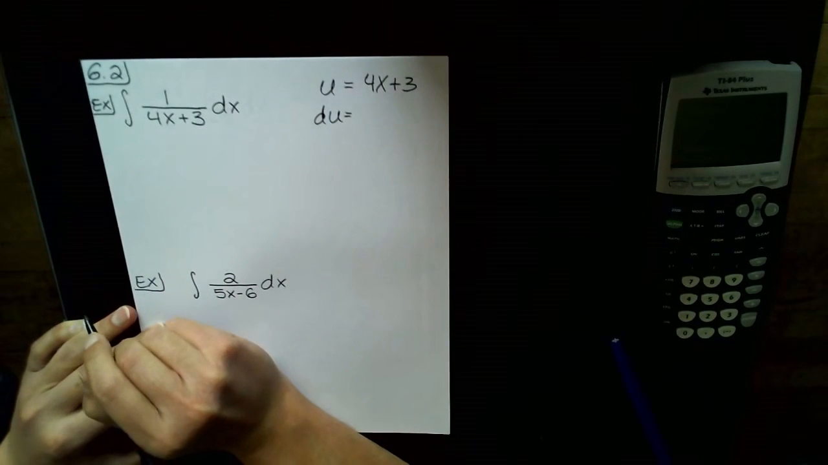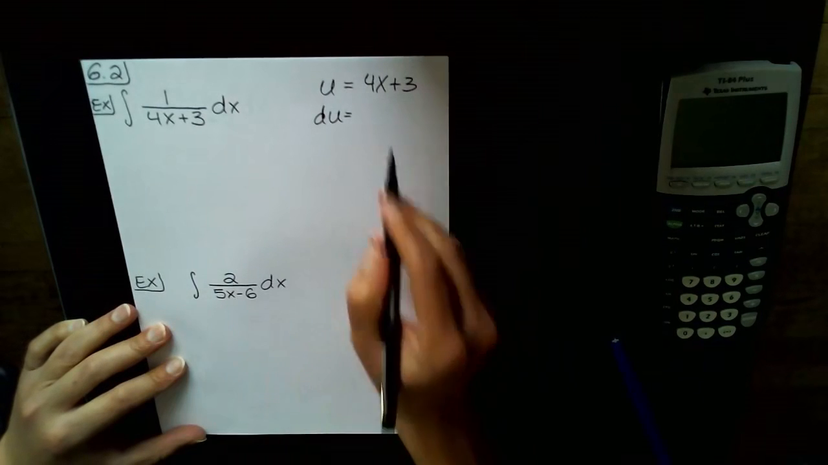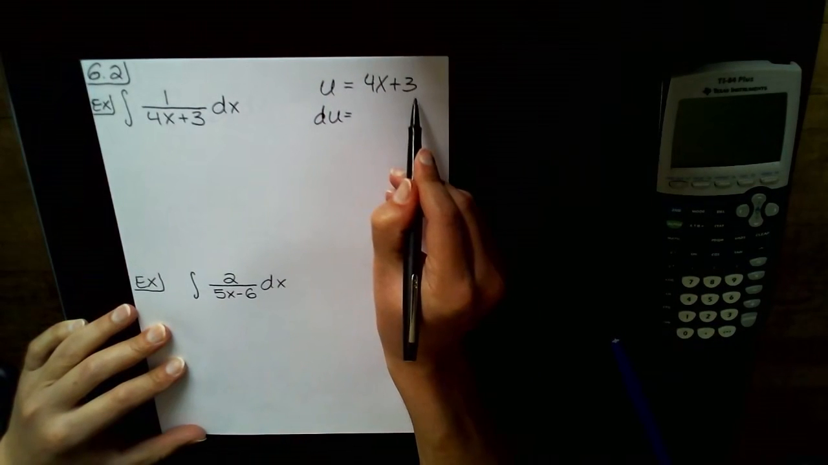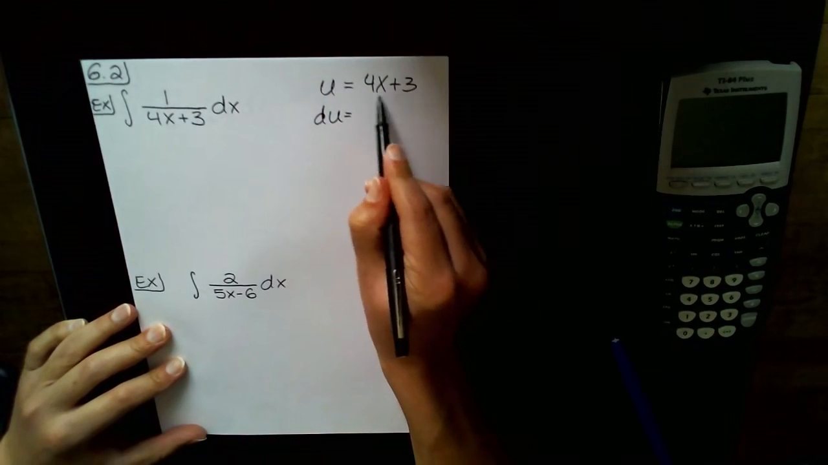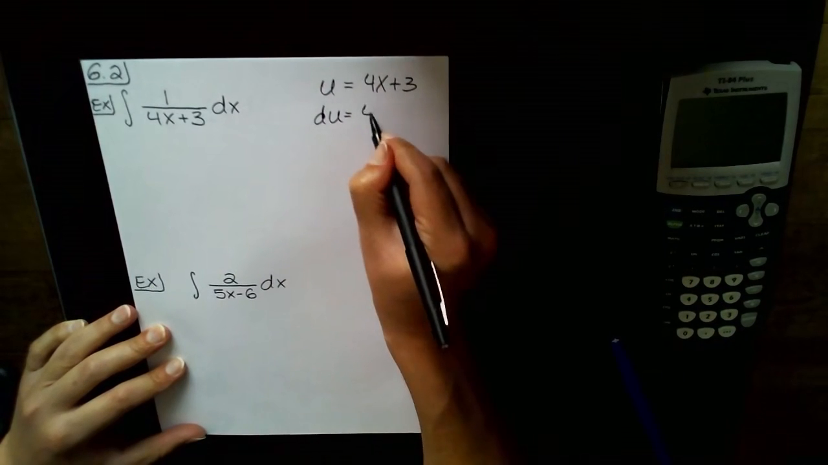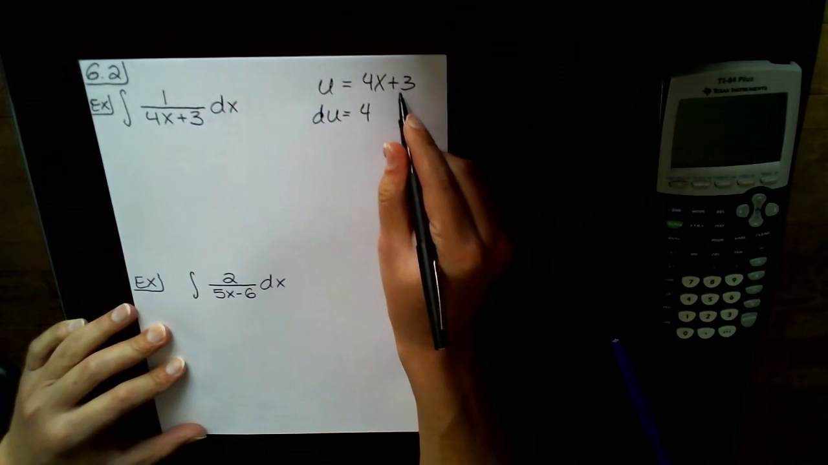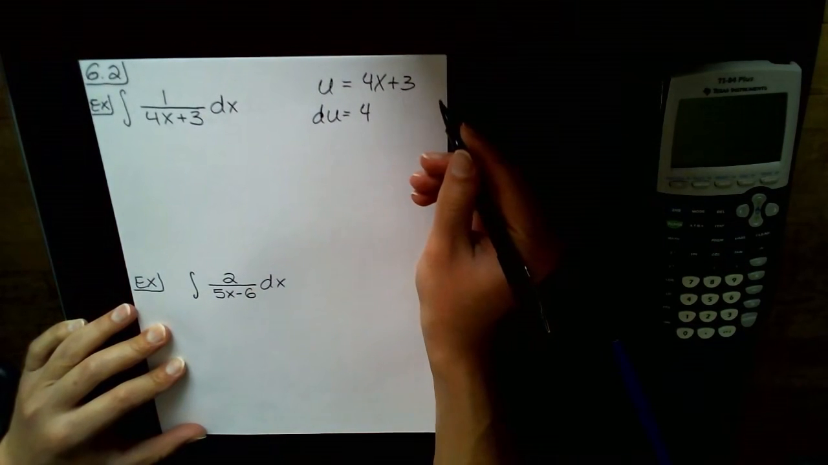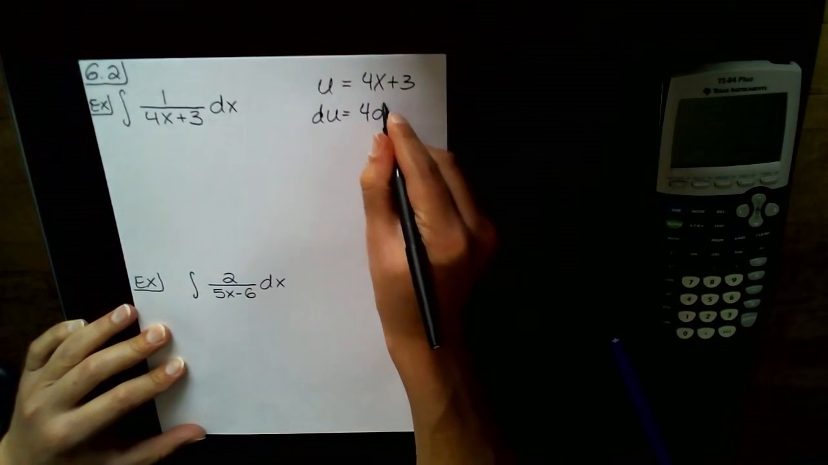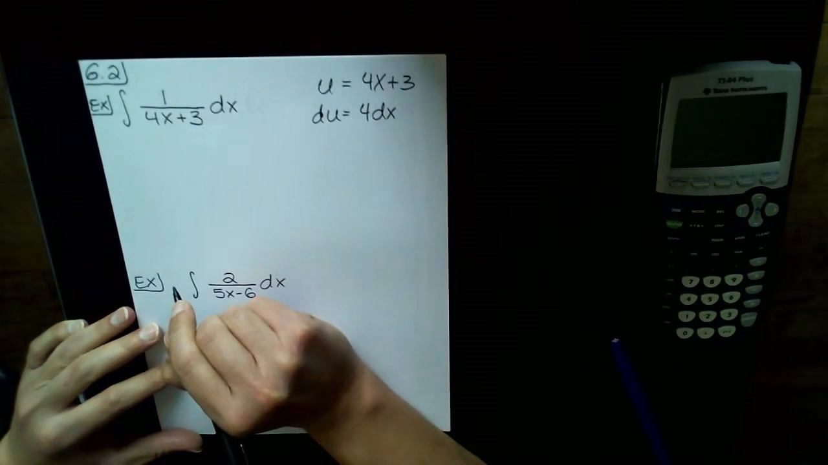which means du must be the derivative of this times dx. So what's the derivative of 4x? 4. What's the derivative of plus 3? It's 0. So we get 4 dx.